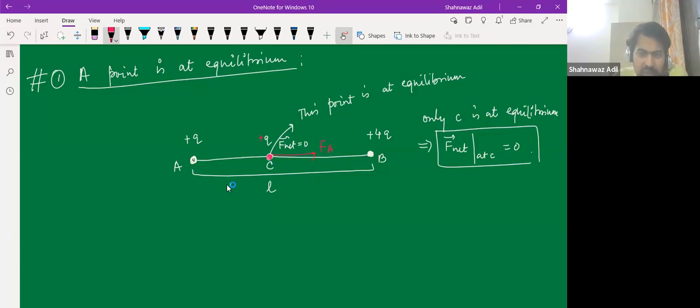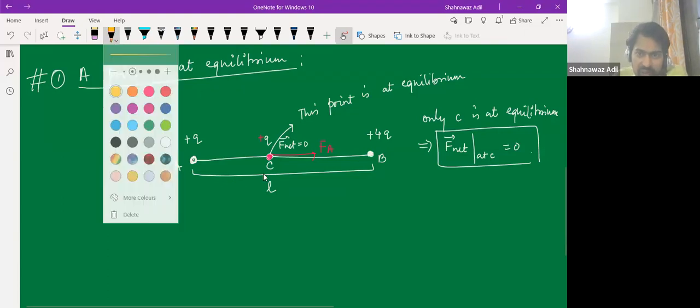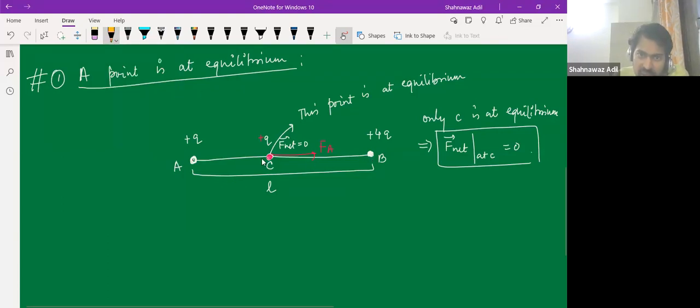Good. And now we have to figure out the force due to B on C. So what kind of force would that be? Attractive or repulsive?